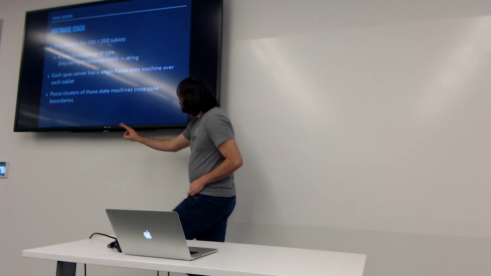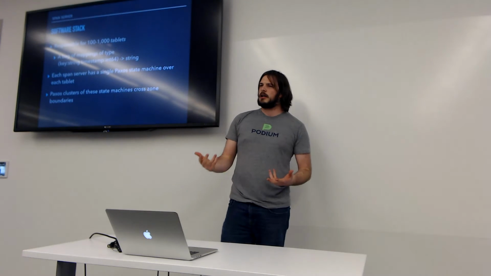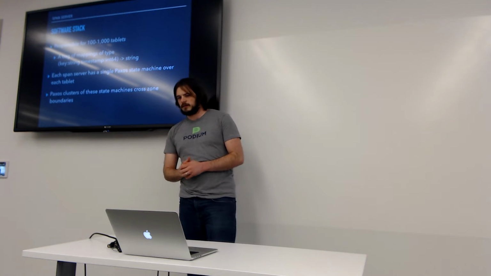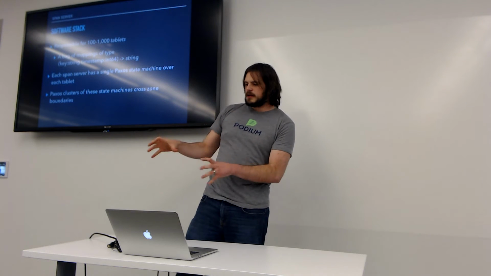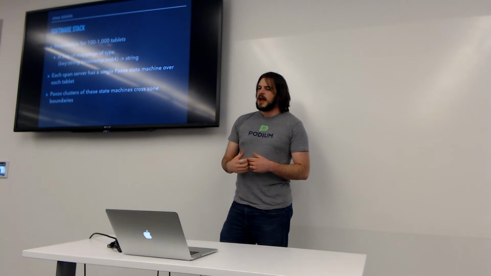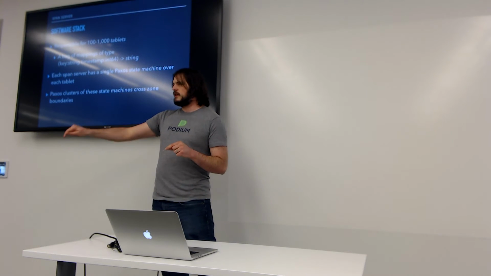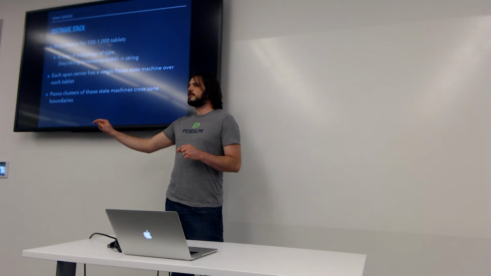So, some implications here. You have your key and your timestamp. Therefore, the same key can have multiple versions. So that's why this goes beyond the key value store and into what's called a temporal multi-version database. Each of these span servers, or each of these tablets, has a single Paxos state machine, or member of a Paxos cluster, which is responsible specifically for the state of that tablet. And Paxos clusters replicate these across multiple zones.